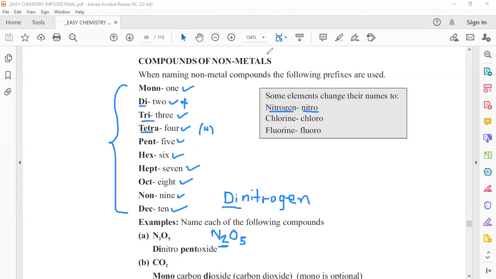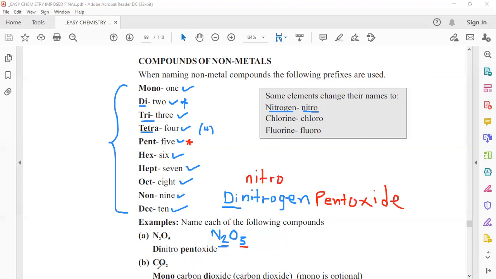So we have two nitrogens. That is the meaning. Then how many oxygens? We have five. What is the meaning of a five? A five means a pent. So we say dinitrogen pent, then oxide. That is called dinitrogen pentoxide, or dinitro pentoxide. It's one and the same.